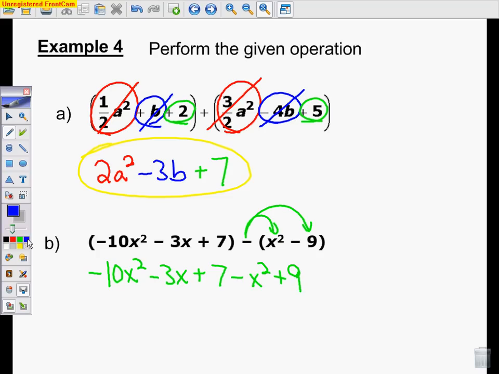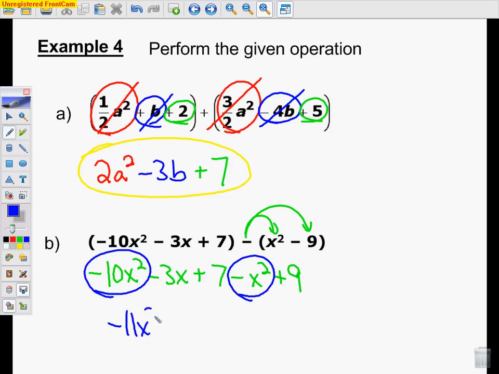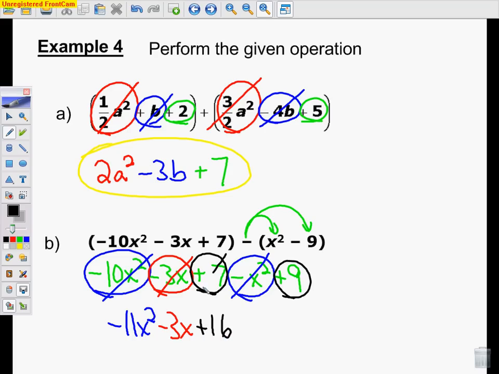Now let's combine like terms. Negative 10x squared combines with negative x squared, which adds up to negative 11x squared. So those are gone. Next, we have our negative 3x. Well, that's the only thing that has an x solely for the variable, so that's gone. And then we have our constants, positive 7 and positive 9, which add up to positive 16. And then those are gone. And lo and behold, here's our final answer.